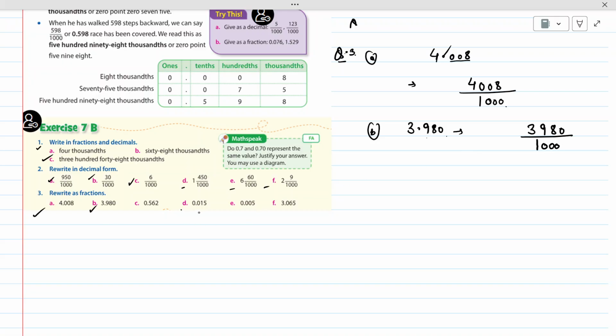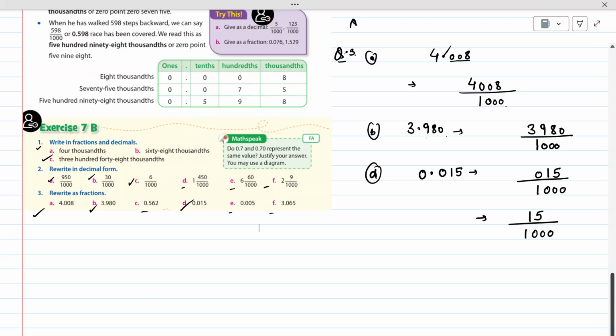I am picking question number D now. So in D we have 0.015. So kids, when we see here in the numerator, we have two numbers 1 and 5, because after decimal we have 0. Let's write it like this: 015 divided by how many places after decimal? 3. So 1, 2, 3, and 015 is written as 15 only, right? So this is 15 and 1000. This is the number. So similarly you can pick the other questions for practice.